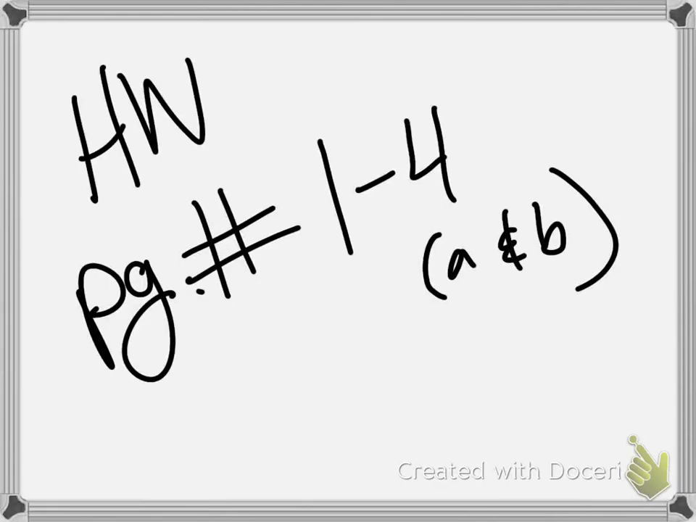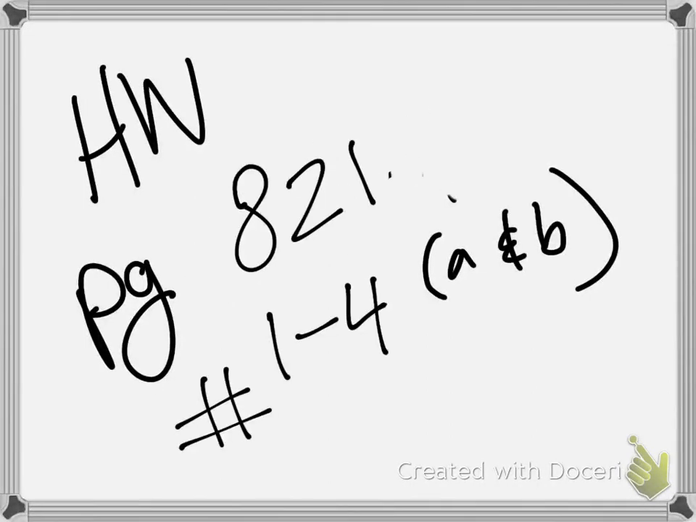So your homework is page 1. It's page 1 through 4. That's not what it is. So the homework is page 821, numbers 1 through 4, including A and B of 4. Now, it shouldn't take too long. Especially, I say just go down and find the mode for all of them first. Mode's the easiest.